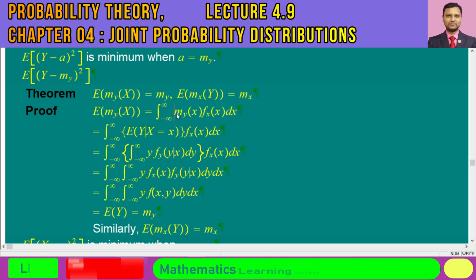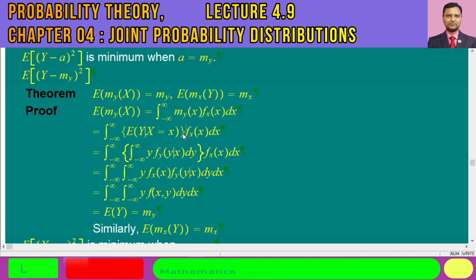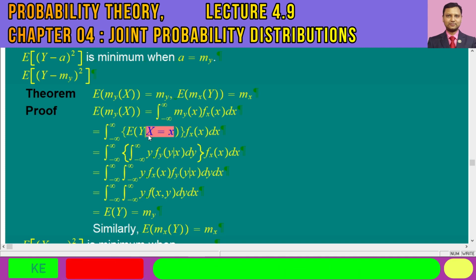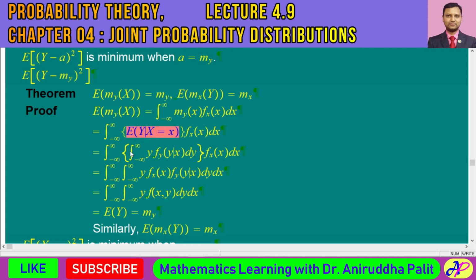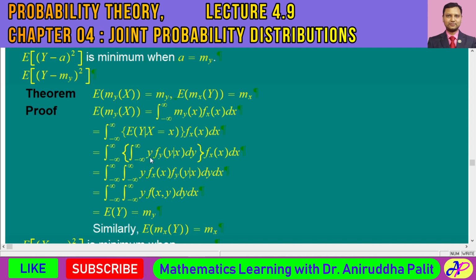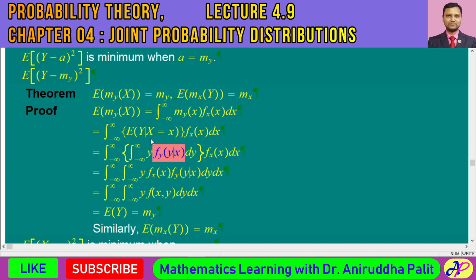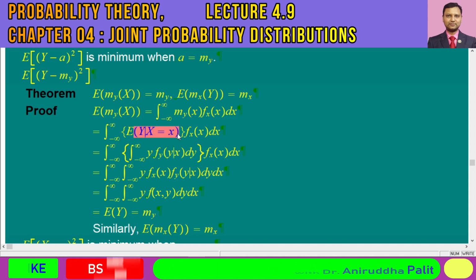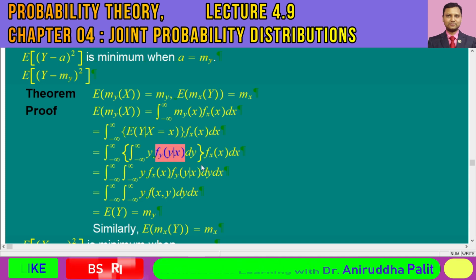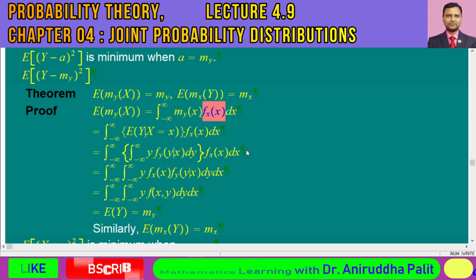Anyway, this my of x, its expression is the expectation of y given x equal to small x. And what is this? This expectation is actually the integral from minus infinity to infinity of y multiplied by the corresponding conditional density function, because this is actually a conditional expectation. If it is a conditional expectation, we have to multiply by the conditional density function. If it is an ordinary expectation, we have to multiply by the marginal density function.